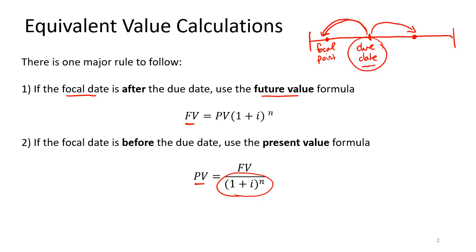So that's your basic set of rules, okay? If the focal date is in the past, present value. If the focal date is in the future, you use the future value. All right?